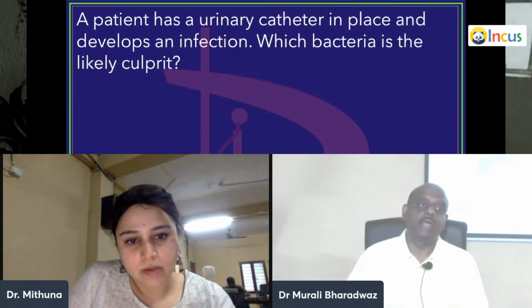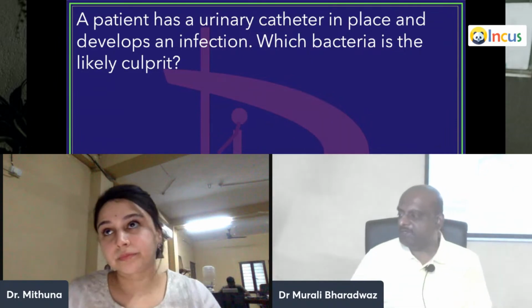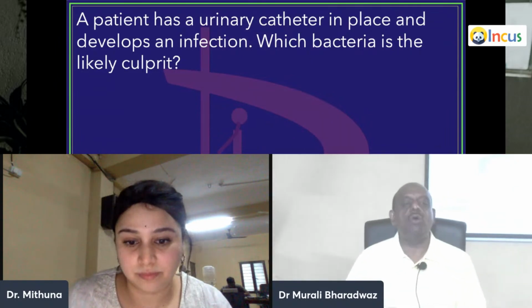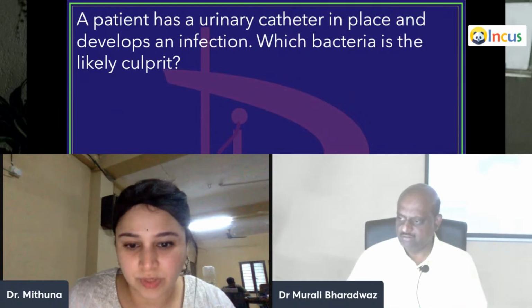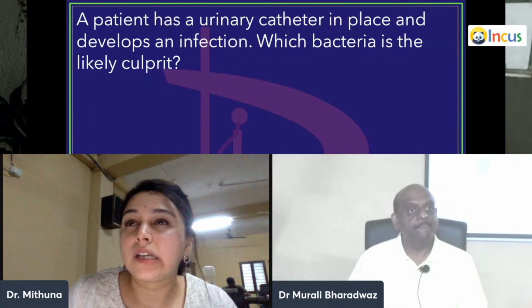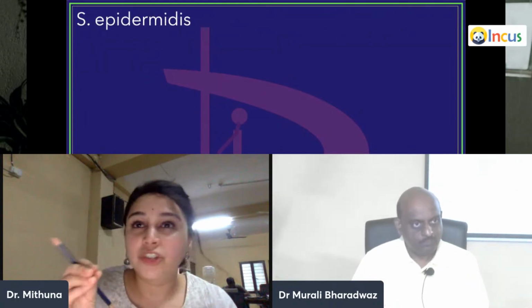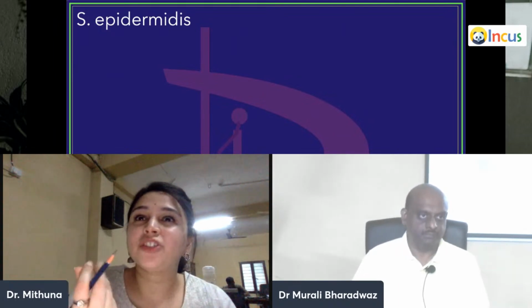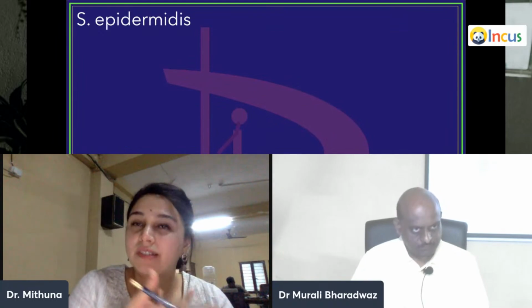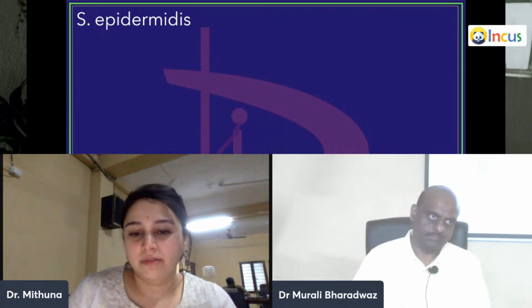Very good. A patient has a urinary catheter in place. He develops an infection. Which bacteria is the most likely culprit in this given clinical scenario, doctor? Firstly, sir, Staph epidermidis is the one which is responsible for growing into the catheter. It produces that biofilm which is responsible for staying in the catheter, growing into it, and causing infection in the patient.